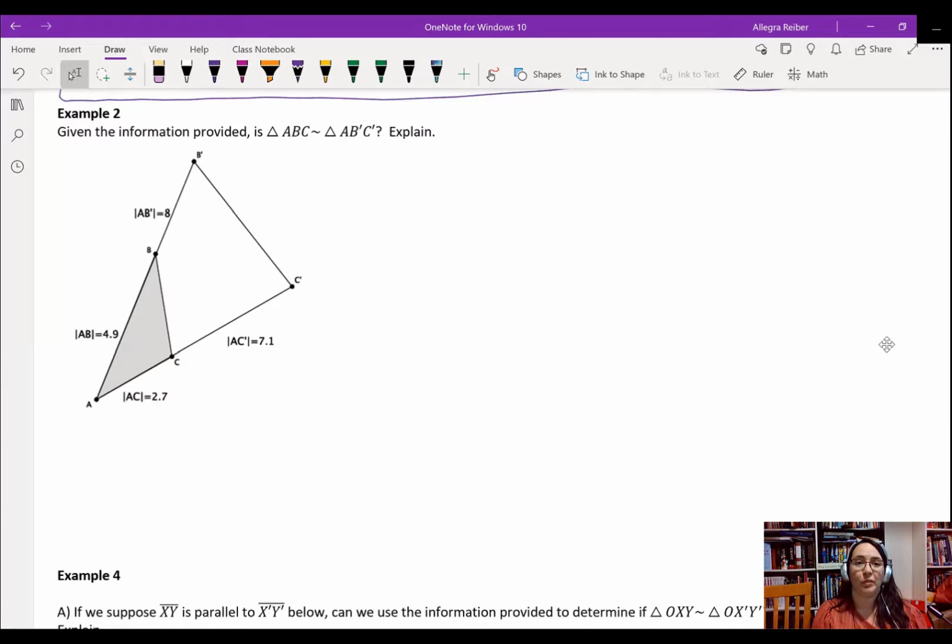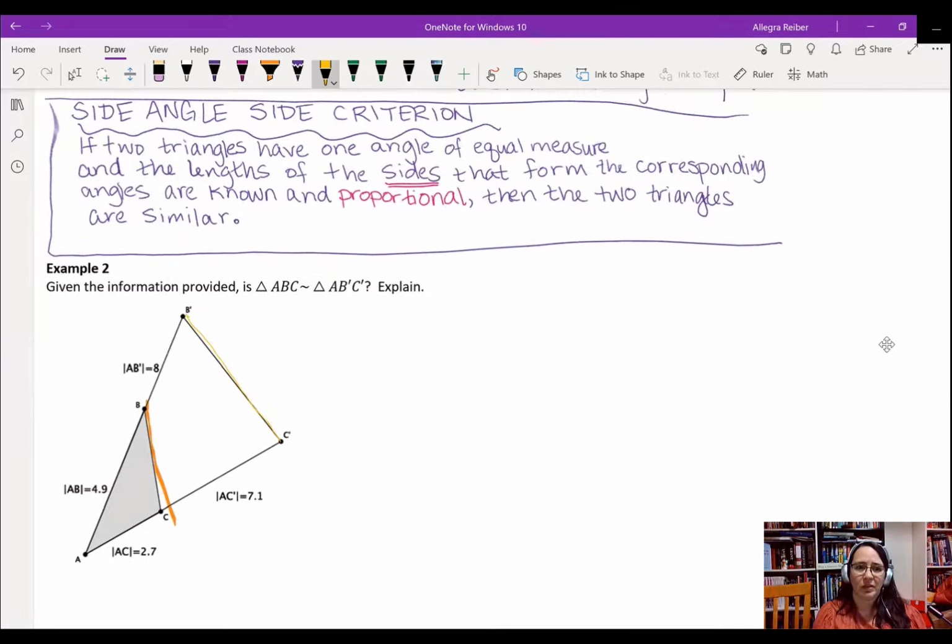Let's look at this example. We have a triangle ABC, and then the larger triangle AB prime C prime. Given the information provided, do you think these two triangles are similar? Type your thoughts in the chat. I am thinking no. The reason I say no is I look at two sides and I notice they don't appear to be parallel. The way to prove this is by using the word that I highlighted in bright red in my side angle side criterion theorem.